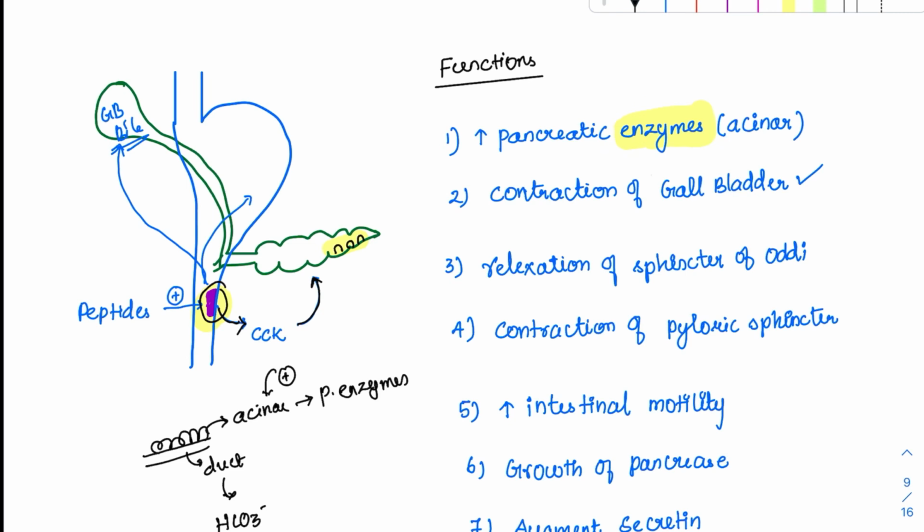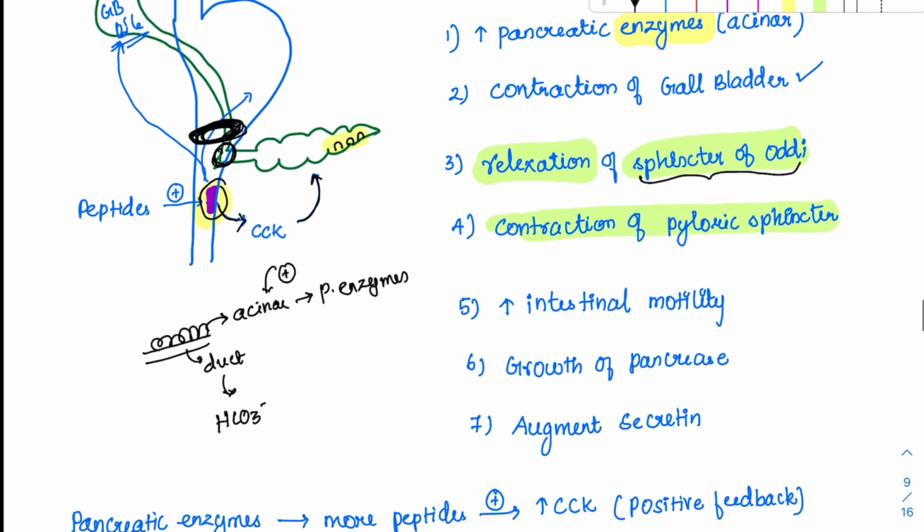There is one sphincter which is controlling this action. This sphincter is called the sphincter of Oddi. It has to be relaxed so that the secretions can reach the duodenum. It will cause the contraction of the pyloric sphincter. Why should it contract the pyloric sphincter? Because we don't want the secretions of the duodenum to go back into the stomach. To prevent this, it is contracting the pyloric sphincter. So this is again an important function.